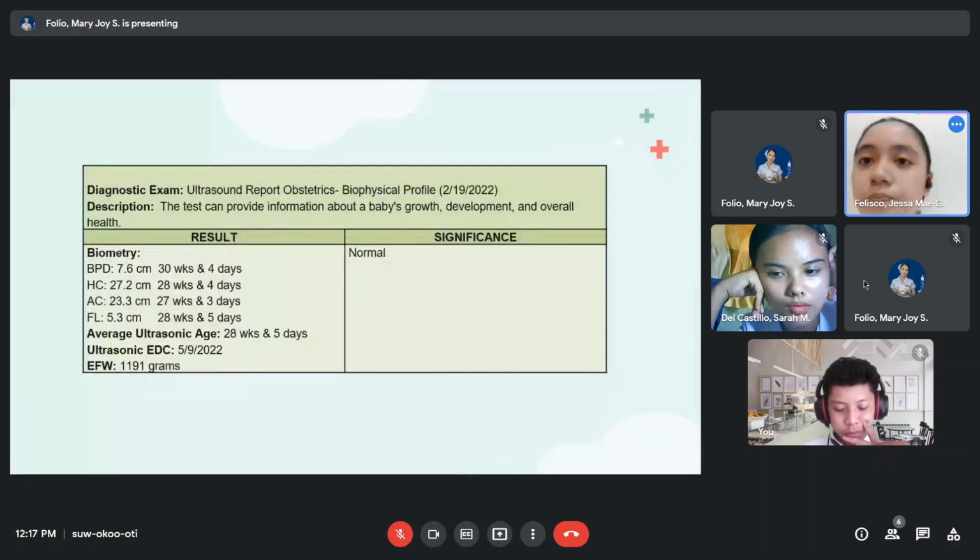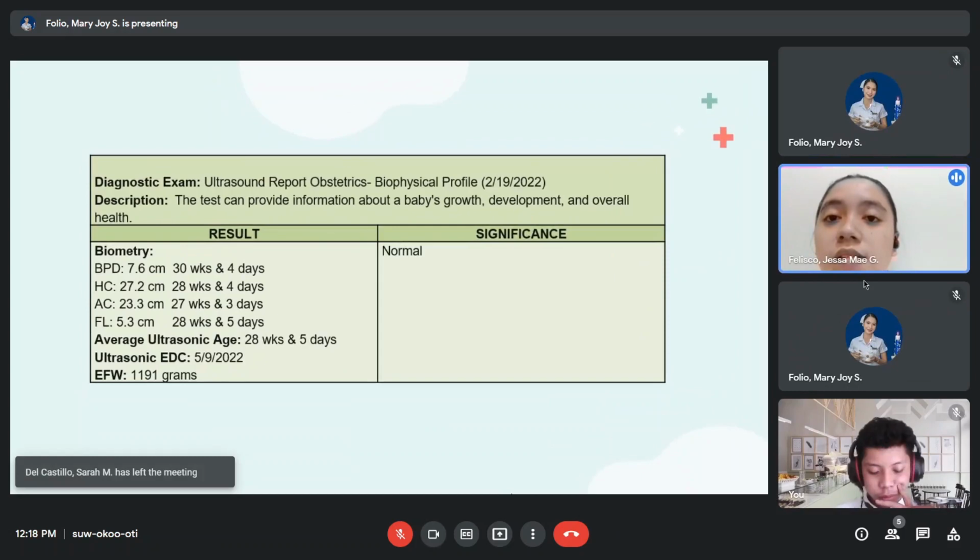Next slide, please. Another diagnostic exam is the obstetric ultrasound report. This biophysical profile was done last February 19, 2022. This test can provide information about a baby's growth, development, and overall health. For the biometry, BPD is 7.6 centimeters, 30 weeks and 4 days. HC is 27.2 centimeters, 28 weeks and 4 days. AC is 23.3 centimeters, 27 weeks and 3 days. FL is 5.3 centimeters, 28 weeks and 5 days.